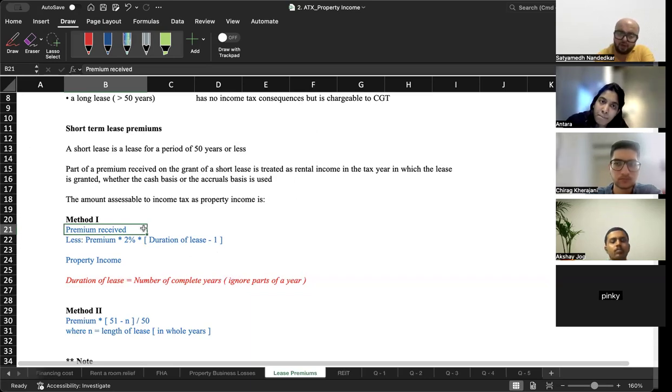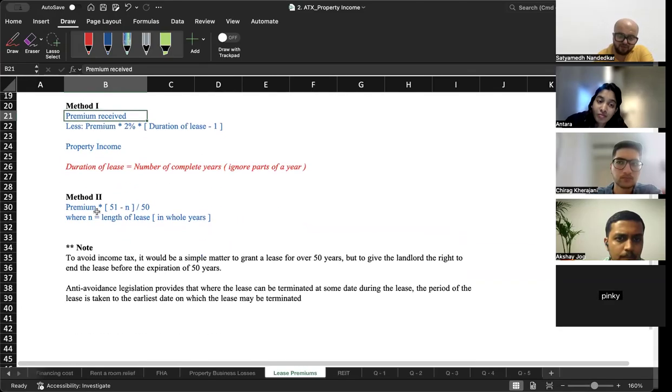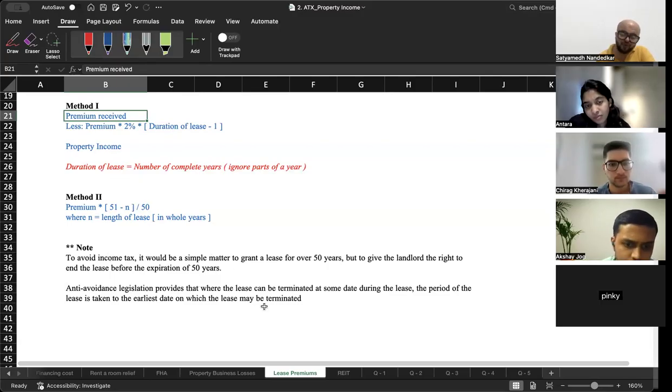How do you calculate the amount subject to property income? Premium received minus premium into 2% into duration of lease minus 1, or alternatively premium into 51 minus n upon 50, where n is the length of the lease in whole years. Now to avoid income tax, it would be a simple matter to grant a lease for over 50 years, but to give the landlord the right to end the lease before the expiry of 30 years. Clever people can do all this.